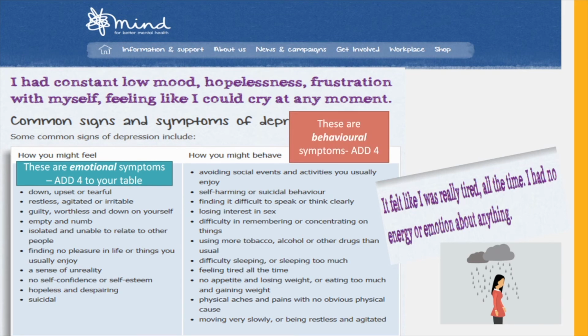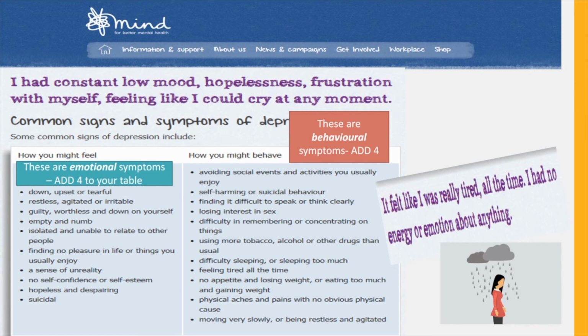Moving on to the right hand side, we've got the behavioural symptoms. So these are things that the depressed person will do or not do in some cases. Things that they won't do is that they won't engage in social activities, they won't go to work a lot of the time, they won't get dressed, they won't wash, they won't have sexual relationships anymore. So they're all things that they will no longer do.